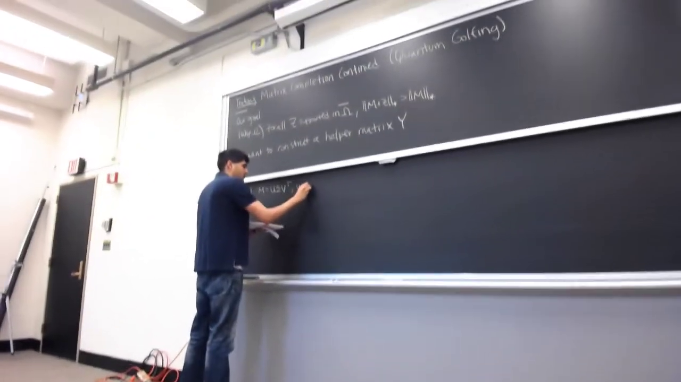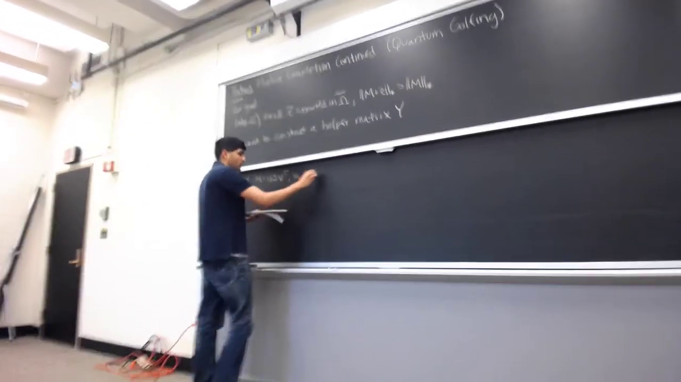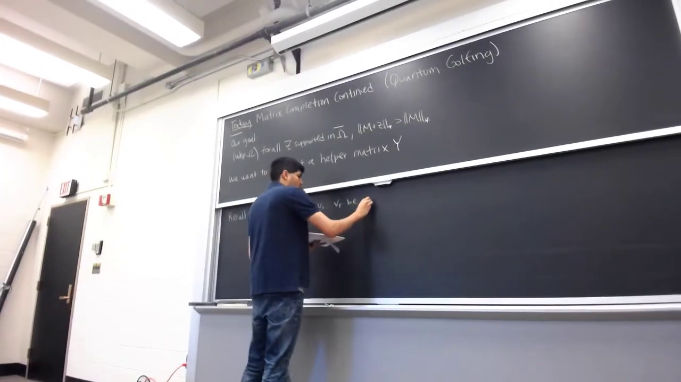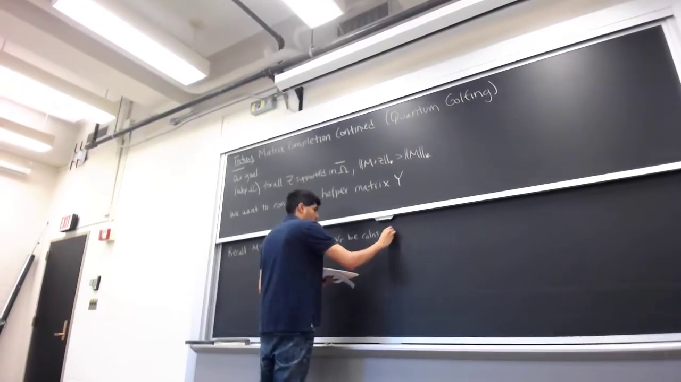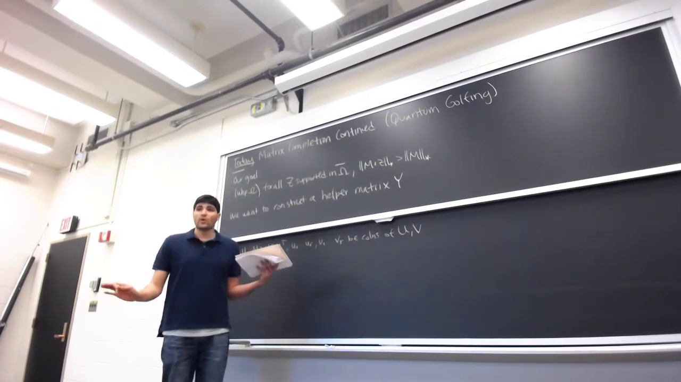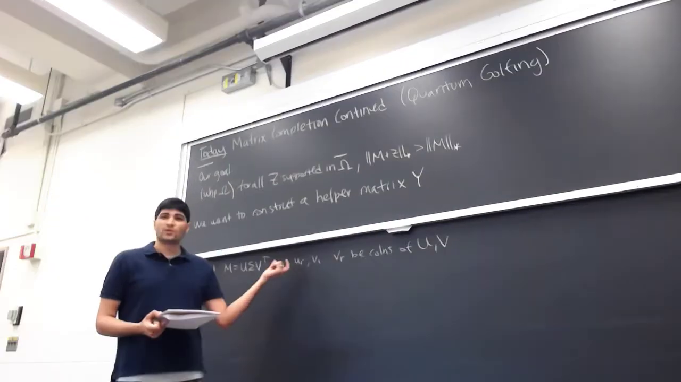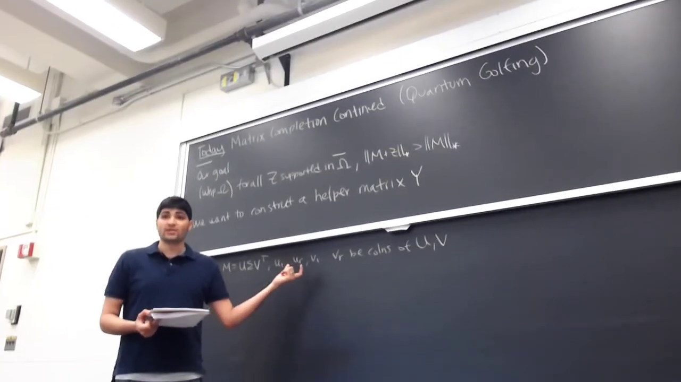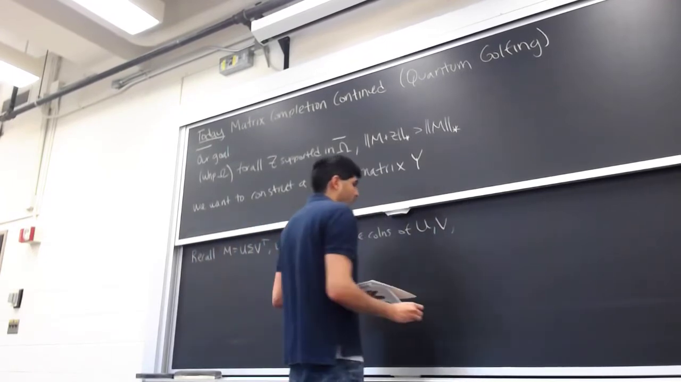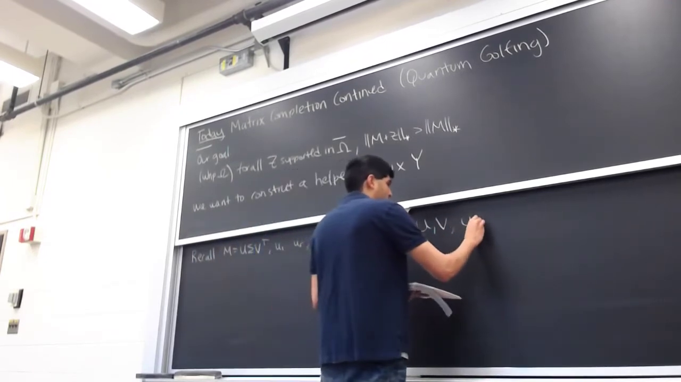And just to introduce some notation, let me let U1 through UR and V1 through VR be the columns of U and V respectively. We have a rank R matrix. These are the things which are uncorrelated with the standard basis vectors. That's fine.